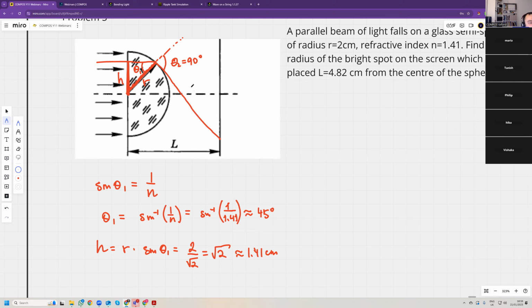Okay. Now, we need to find this radius. So we need to find the radius of this spot. And we know L. So how do we go about it? Well, let's find this angle. Let's call it alpha. Can we work out alpha? Well, we can, certainly. Alpha is, in fact, equal to theta 1.